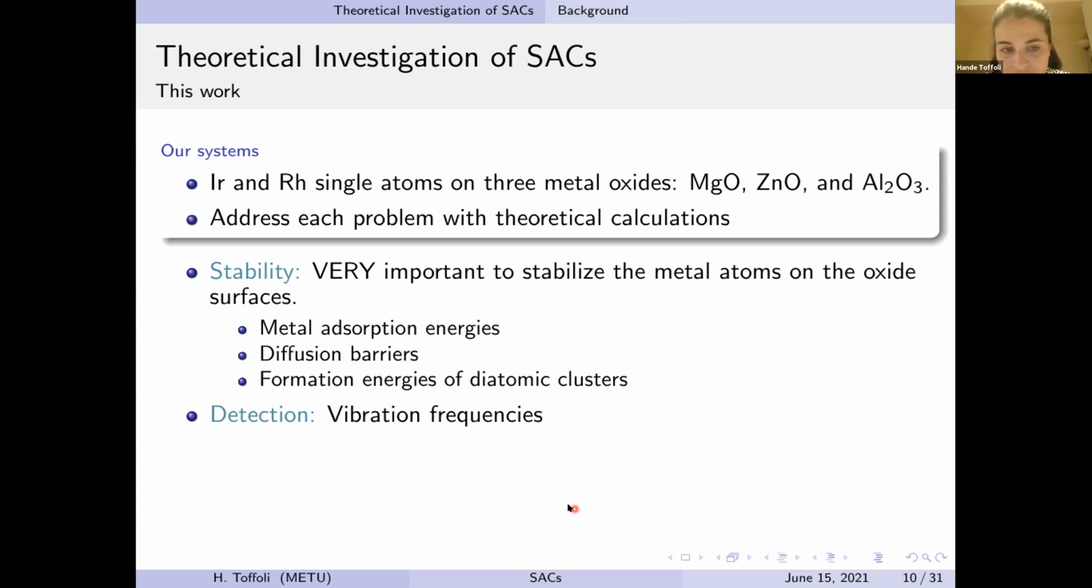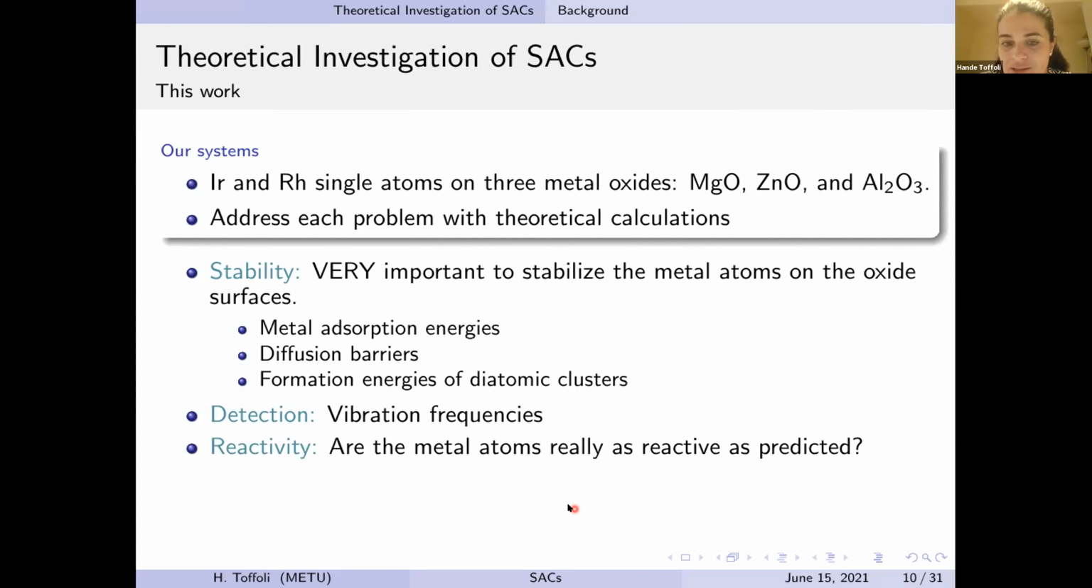I won't be presenting results from vibration frequencies because of time constraints, as I said, but we are able to calculate them. Also, of course, reactivity: how reactive are the metal atoms? So theoretically, they should be very, very reactive, but is it really true? Are they as reactive as predicted, or do all combinations of support and metal atom give reactive catalysts?